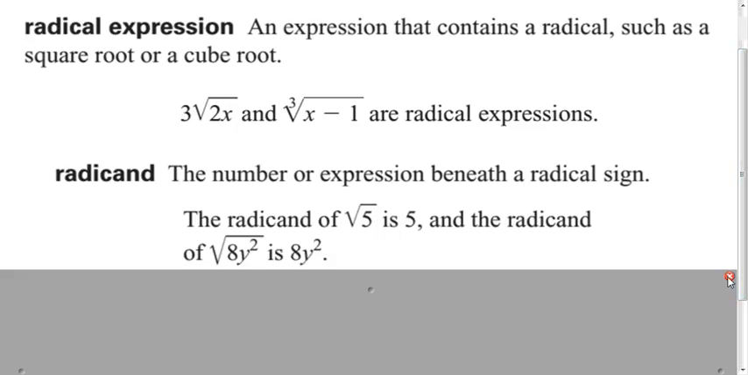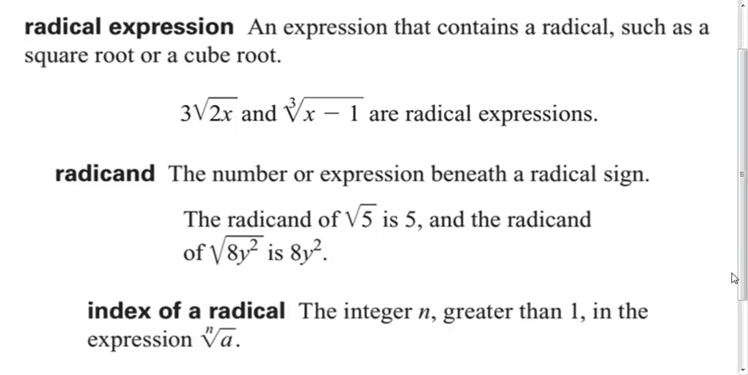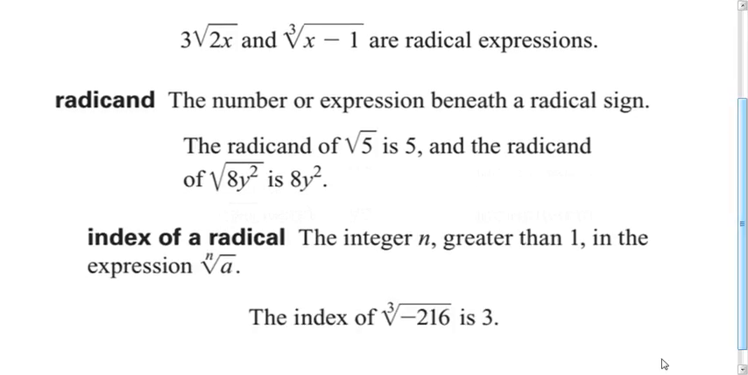And finally, the little number that we have over here in the radical sign is called the index. In the case of a cube root, it will be 3. And we have a square root. We don't usually write the index, but the index is a 2. So keep that in mind.